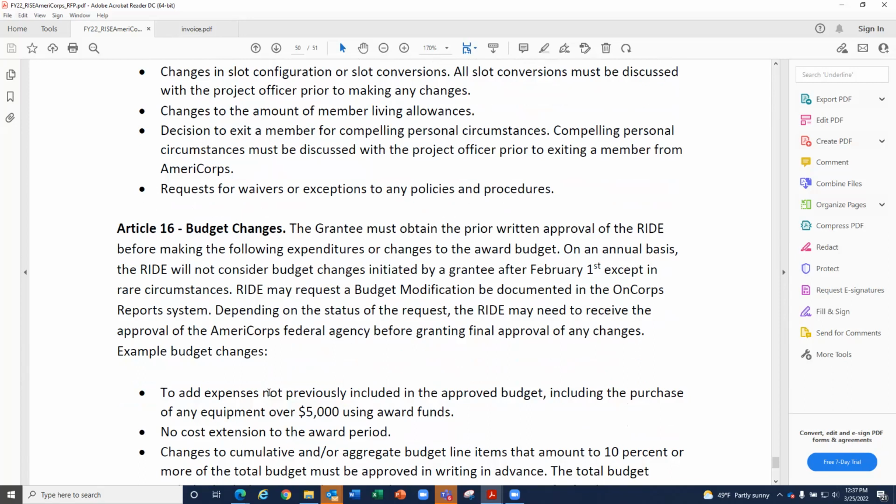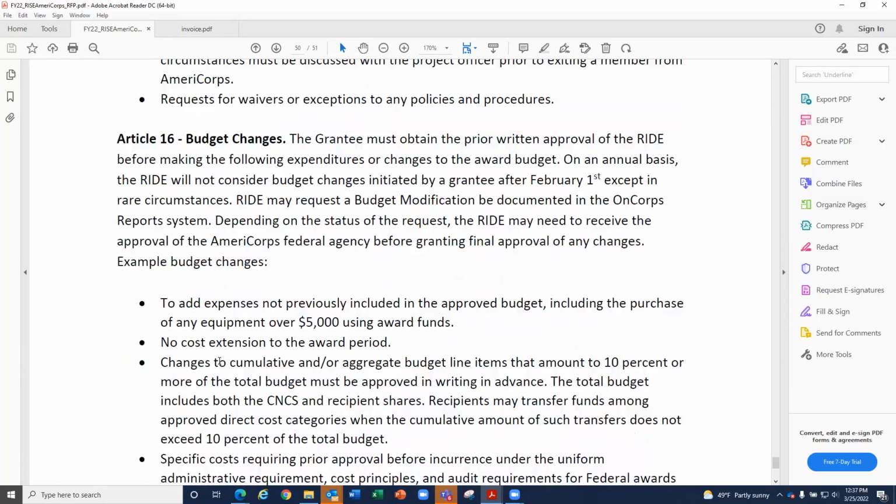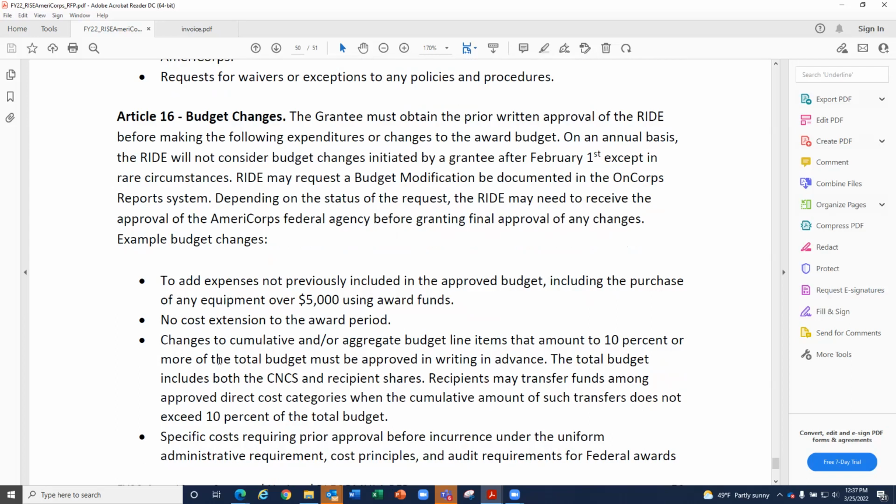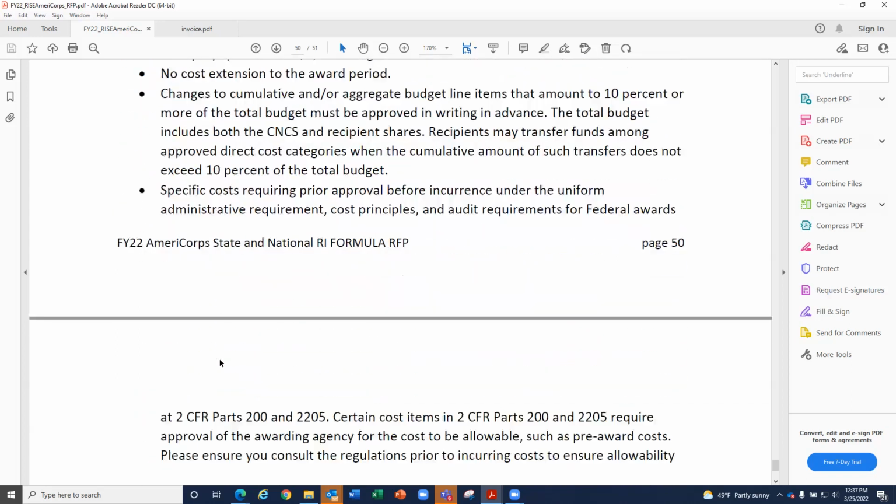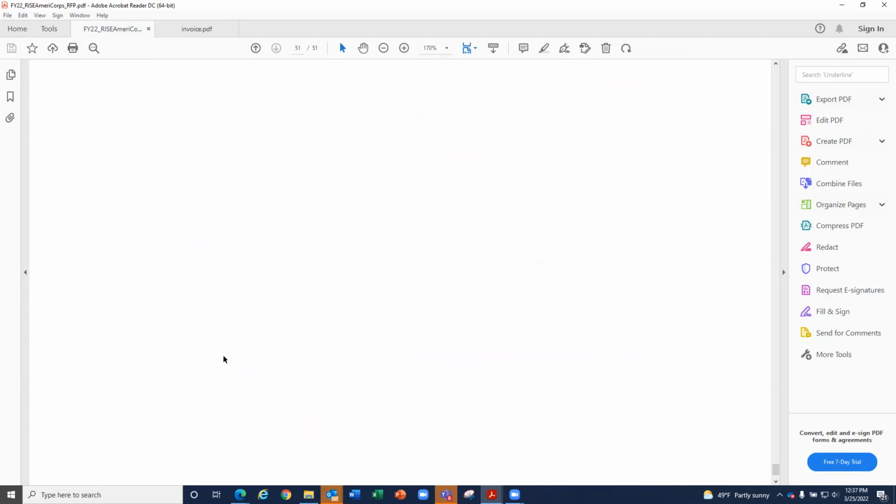But we provide a process where you can request a budget modification after your application is awarded. There's some details in the terms and conditions that modify the statement I just made, which I invite you to read.